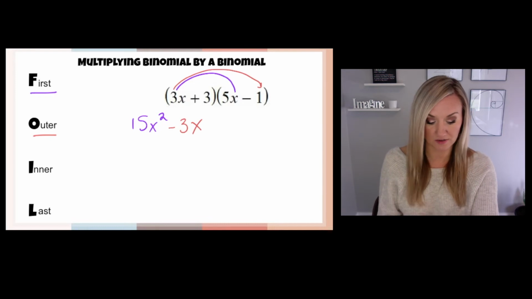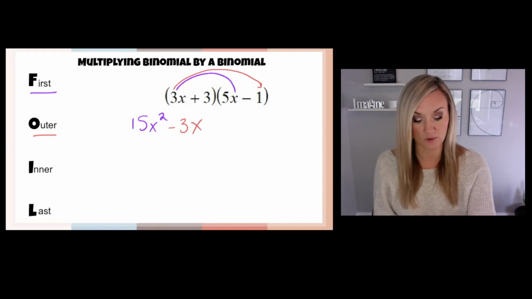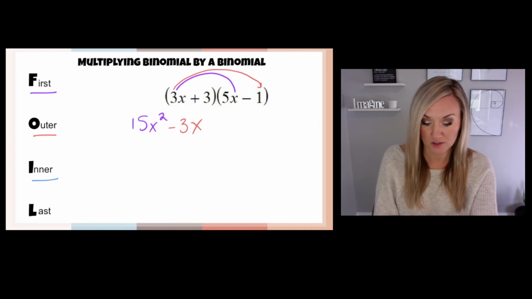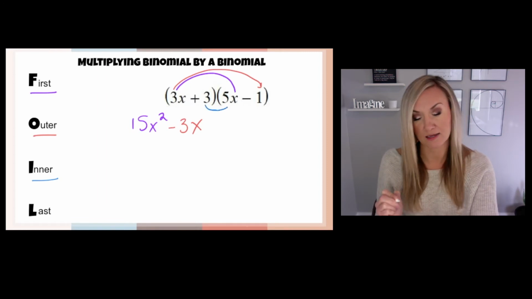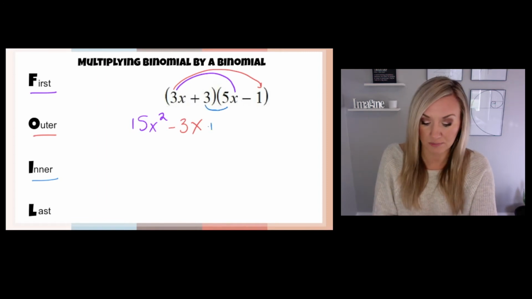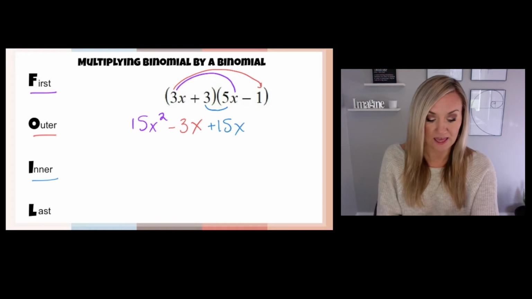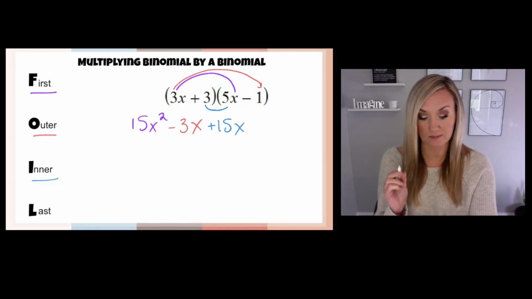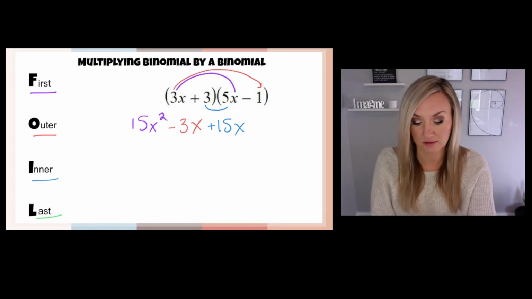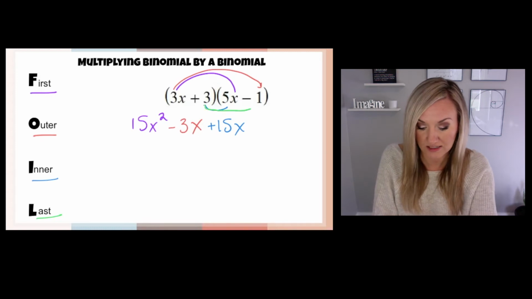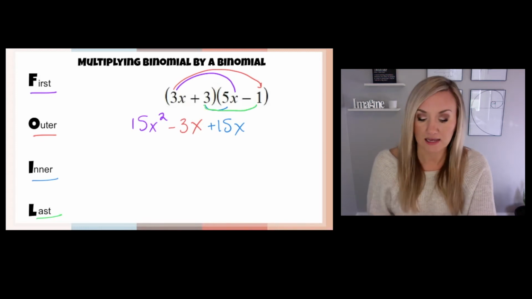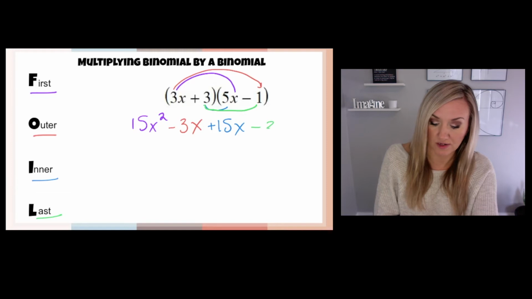I'm going to change my color again, and let's go ahead and do the inners. So this would be the 3 times the 5x, and that is a plus 15x. And then I'm going to change it one last time for the last, and the last is the 3 times the -1. And so that would give us a -3.